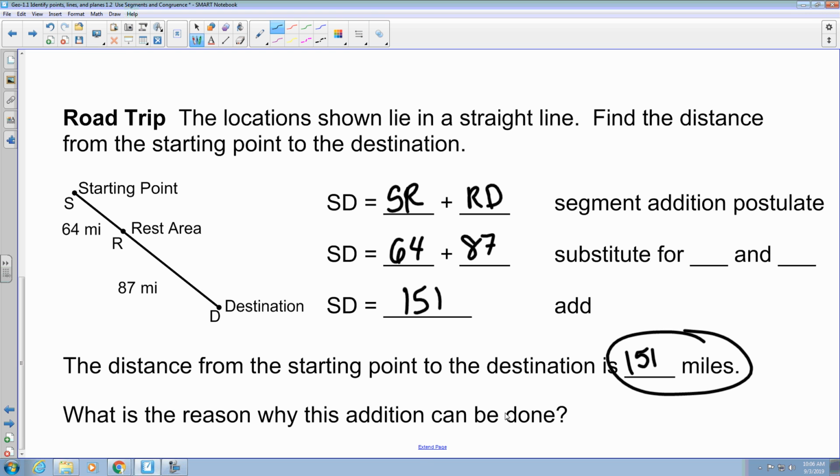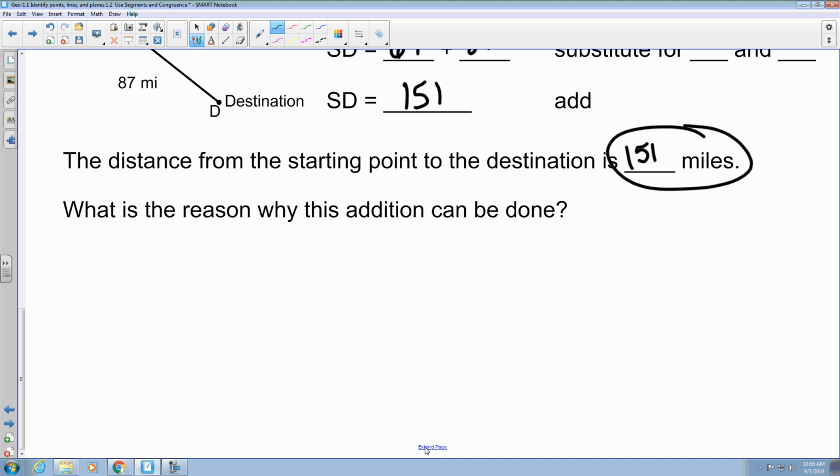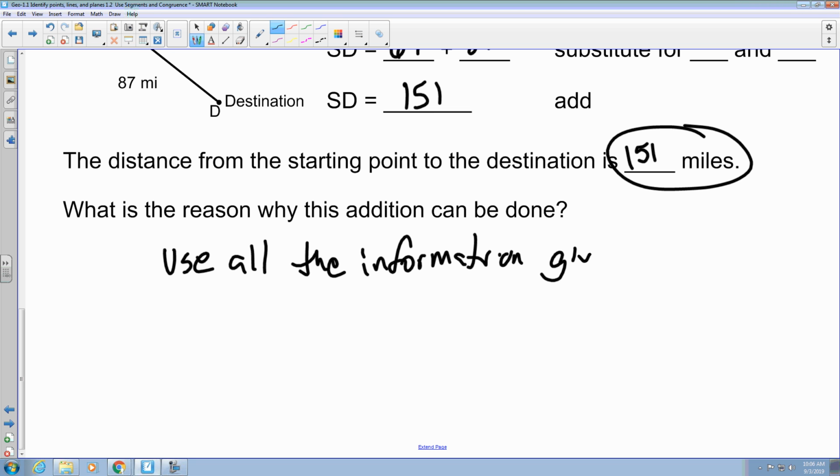It says, what is the reason why this addition can be done? Well, this addition can be done because we have to use all the information given to us in order to solve the problem.